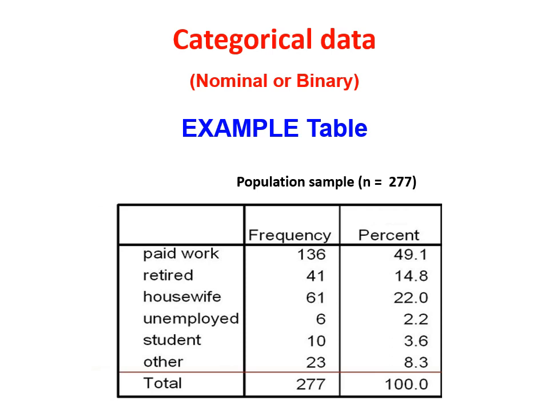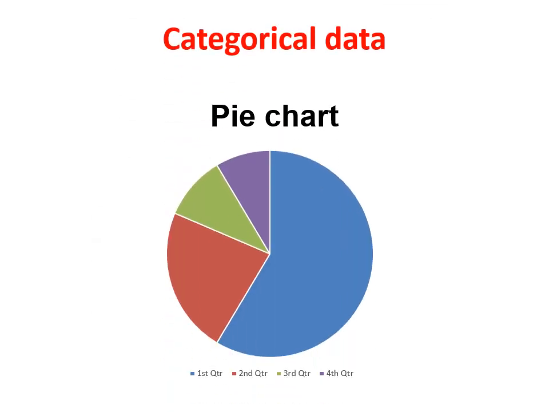Students, we have 10 students in this population sample, which represents 3.6% of the total population. So this data is presented as frequency and percentage. It can be presented as a pie chart like this.